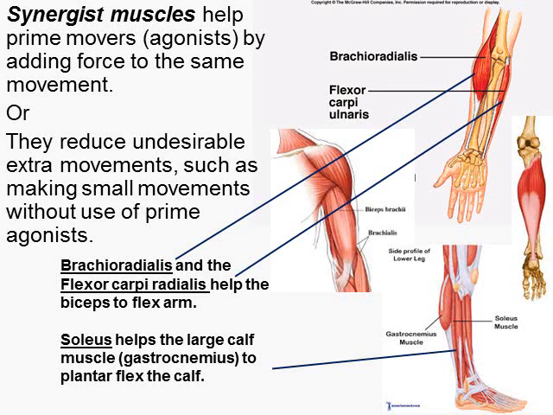Synergist muscles are going to help prime movers by adding some force, or sometimes they reduce extra movements. Good example, brachioradialis, flexor carpi radialis on the opposite side. They're going to help the biceps to flex the arm. The soleus does something similar. It's under the calf muscle, called the gastrocnemius, and it's going to cause the plantar flexion of that calf muscle.